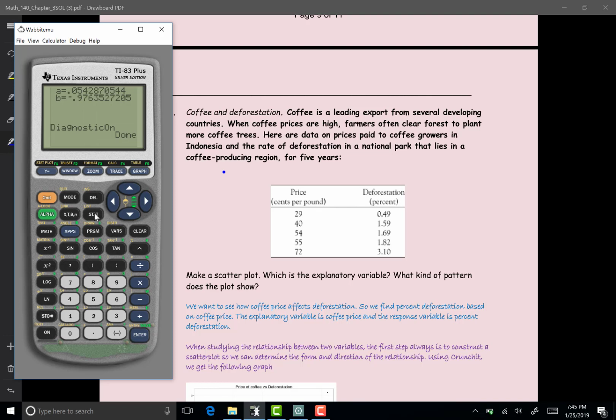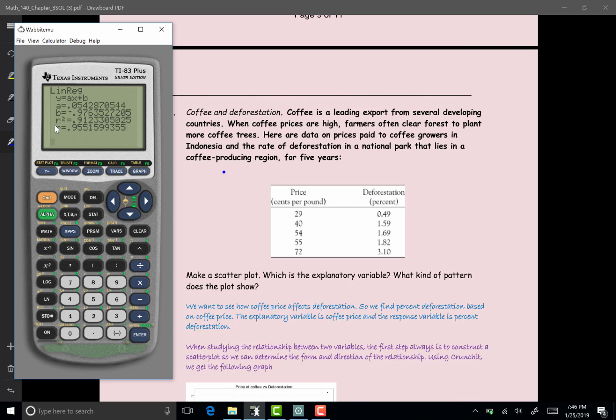Are you with me? All right, I'm going to go back into stat, over to calc, down to LinReg, and hit enter. Now it defaults to L1 and L2. See, instead of just the a and b, it also gave me r squared and r. So r is my correlation coefficient. R squared is the coefficient of determination.